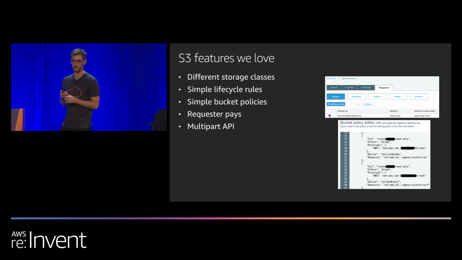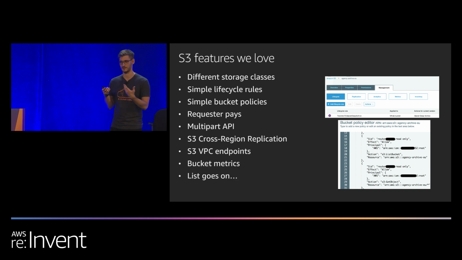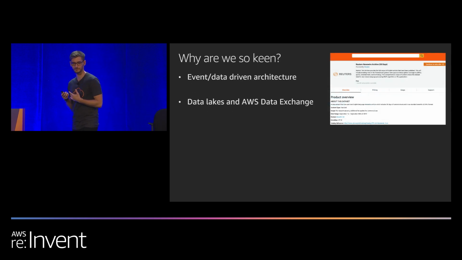Obviously, request to pay is a multi-part API, really good for us in terms of video uploads and in cases where we need to acquire content from distant locations. Cross-regional replication and VPC endpoints help us work with that content securely. The bucket metrics as well. Without the bucket metrics, it would be quite tricky to understand what is going on. But with that, we know exactly how much data we have, how it's growing, and how much it's going to cost as well. So why are we so keen about S3?